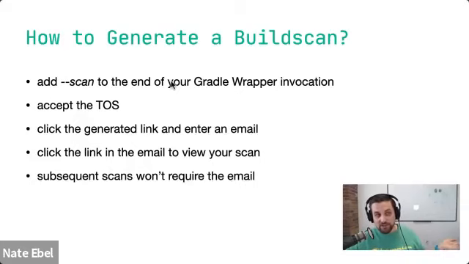So to generate a build scan, there's a couple ways to do it. The first basic way to just try it out is that you can add --scan to the end of any Gradle wrapper invocation. Then you'll have to accept a terms of service. It'll generate a link for you. You have to enter an email address. You click the link in the email, you get a build scan. So it's a lot of work the first time. The second time you do it, or subsequent times, you won't have to do the email step.